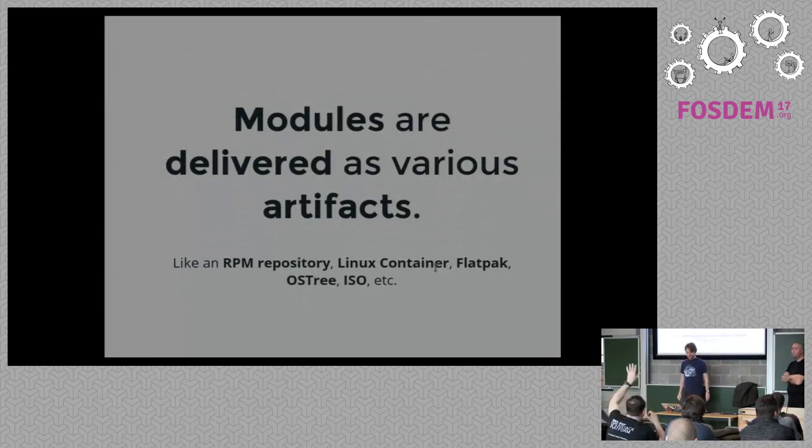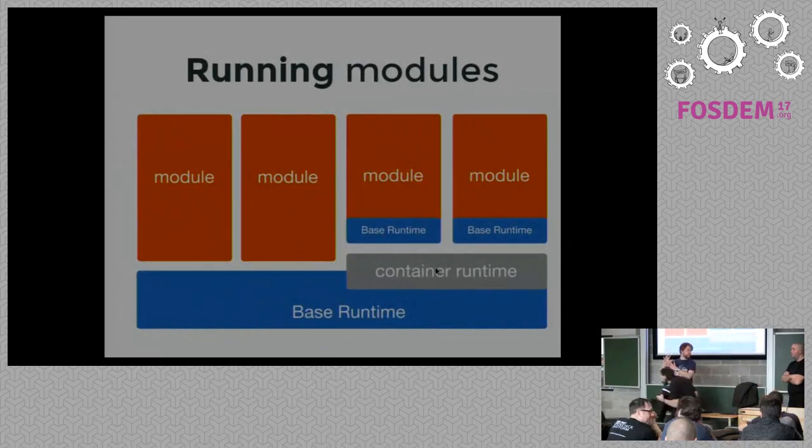And yeah, when we build them, modules are delivered as multiple artifacts, which can be an RPM repo, Linux container, flatpaks, OSTree, ISO, whatever. And the distribution, when we put it back together, will look similar to this picture. So I have Base Runtime, the minimal system Peter will be talking about, and I have the modules running on the system. In this example, I have RPM packages here and container images here. And as we can see, as I said, the module contains packages and all the dependencies, right?